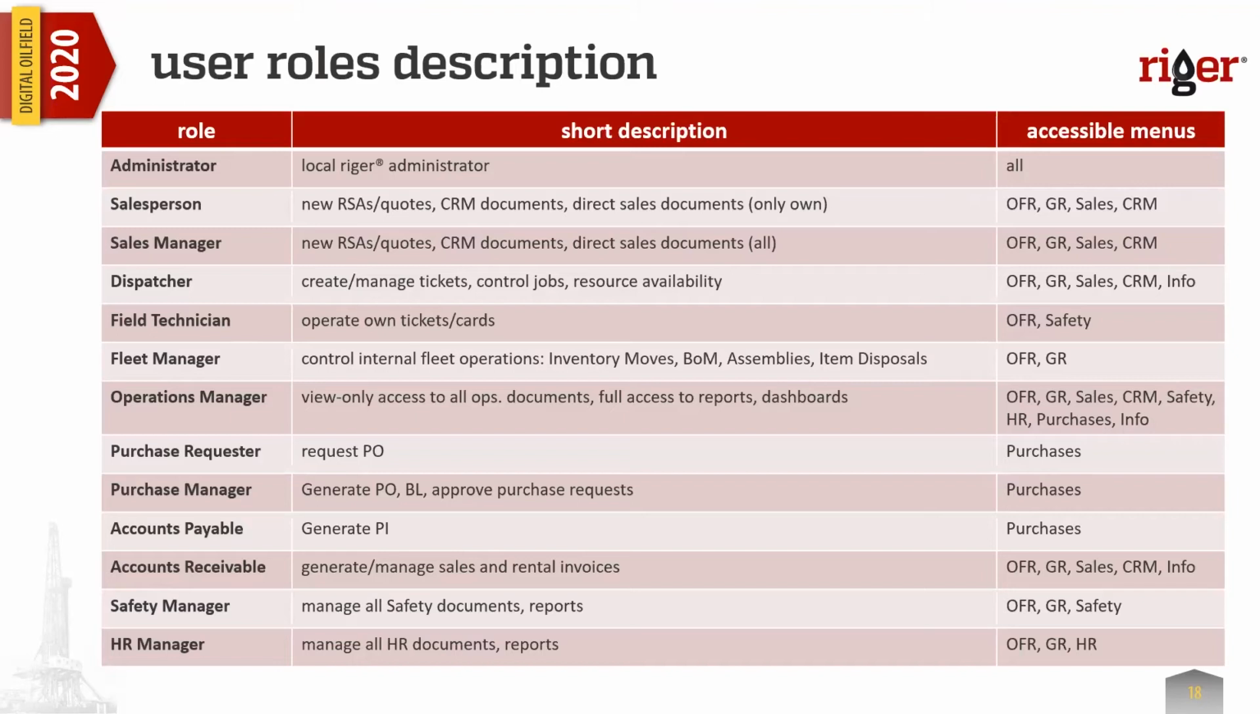Now, the safety manager is a role that we will need to assign to, let's say, a dispatcher or another operational role for him to be able to deal with safety checklists, to create safety documents, etc. And the HR manager will be the HR role that will govern all the HR documents that we have in our HR module.